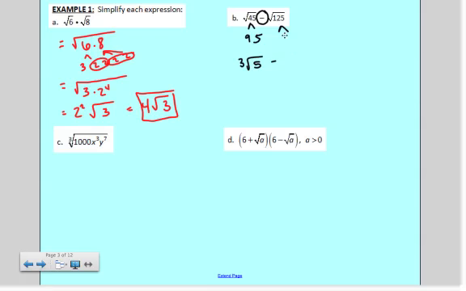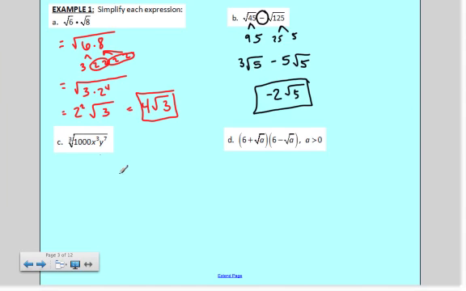Then we have 125, which is 25 times 5. The square root of 25 is 5, so 5 comes out, and the square root of 5 is left. And these are similar terms. Think of this as 3x minus 5x. If that said 3x minus 5x, you know that would be negative 2x. So think of that square root of 5 as like an x. That's what gives you the similar terms.